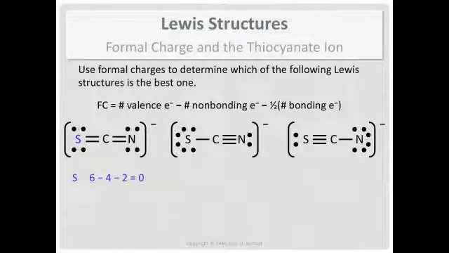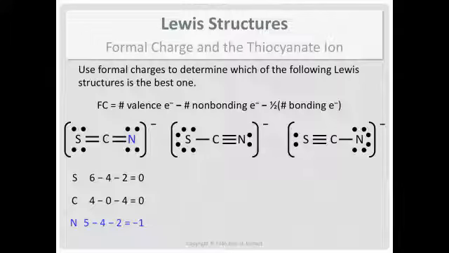Starting on the left, that sulfur has a formal charge of 0. The central carbon atom has a formal charge of 0. And then the nitrogen atom has a formal charge of -1. Now let's double check. The formal charges have to add up to the charge on the species. The thiocyanate ion has a negative charge on it, so we have a 0, 0, -1. That adds up.